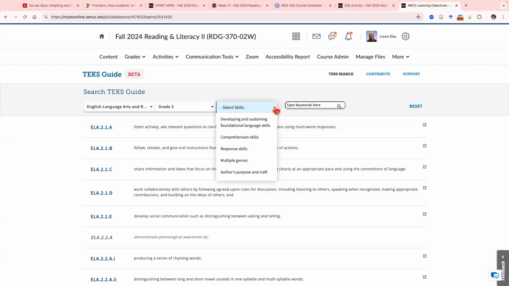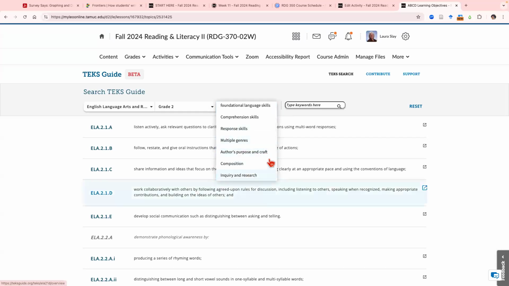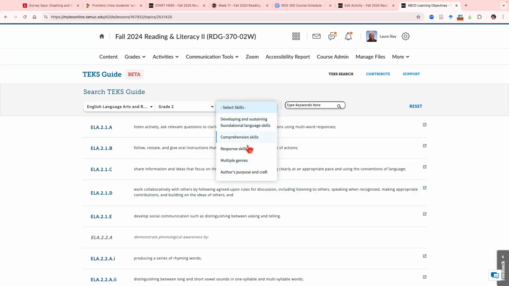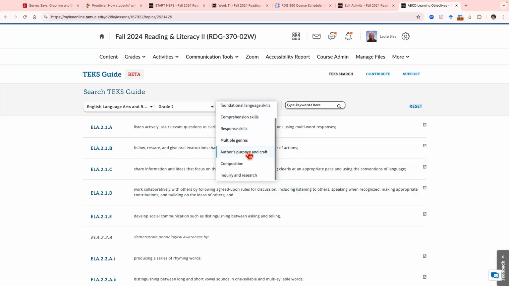What I want you to recognize is that the writing TEKS are the ones at the bottom. They usually start with multiple genre, author's purpose and craft, and composition. These above are the reading TEKS, most likely, although remember, they overlap and they integrate. You can't really teach reading without teaching writing. And then, of course, you have a research strand down here. That's very important as well. But let's look at these for just a second.